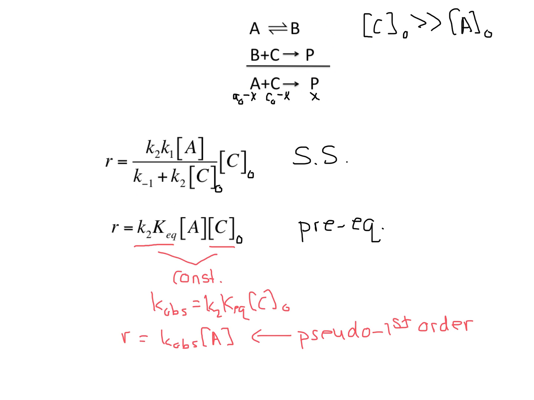In the case of the steady state reaction, we can see that K2, K1, K minus 1, and C naught are all constant, and so I will lump all of those together into an observed rate constant, and I can write that the rate is equal to the observed rate constant times the concentration of A, and so again I have reduced this complicated rate law into a first order rate law, so it is pseudo first order.